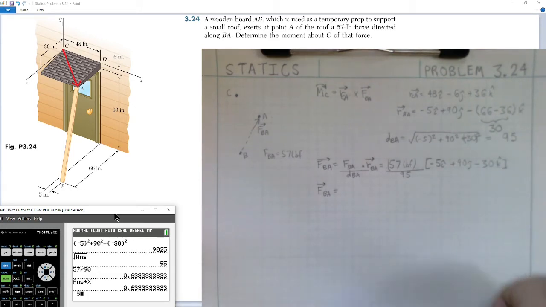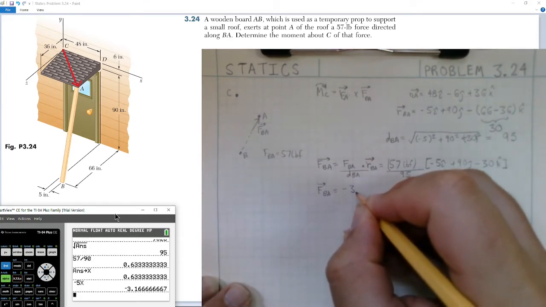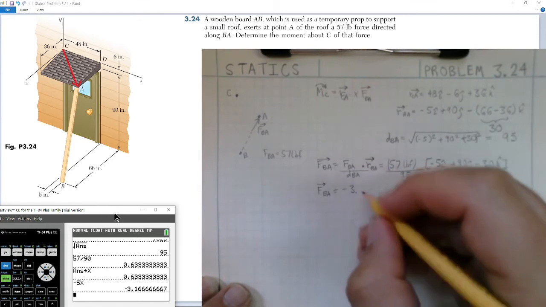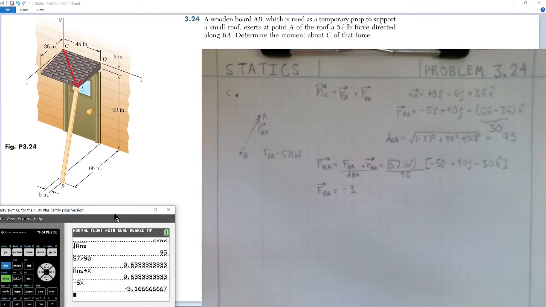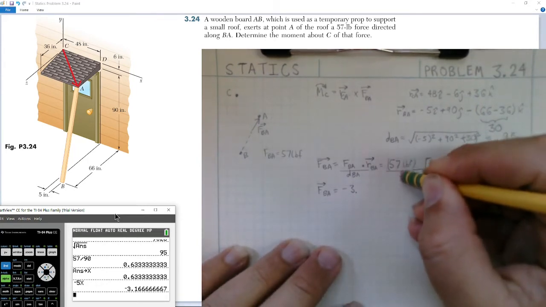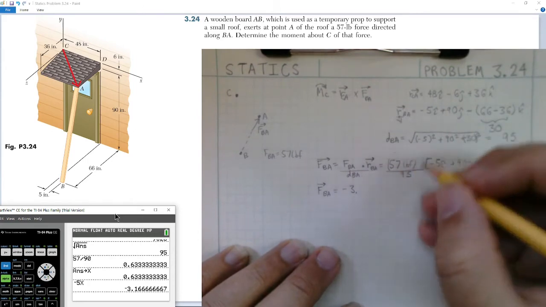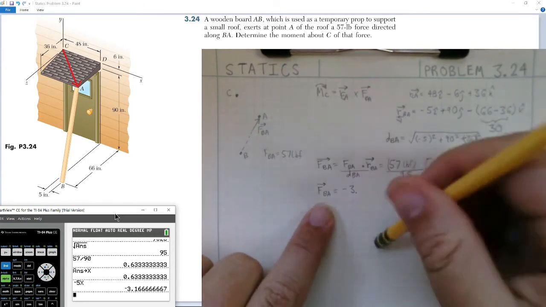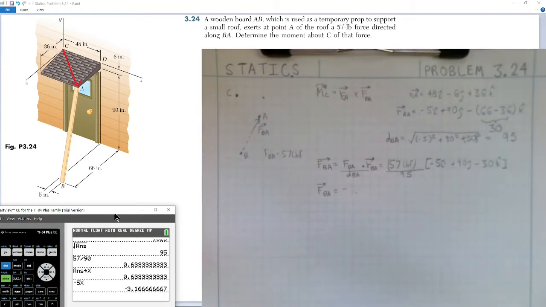So we have -5 times x gives us -3.11. Oh, you know what? I apologize. It's not divided by 90. It's actually divided by 95, not 90. So I wrote it correctly. So a little mistake here. So always remember to double check your calculations as you go. We have 57 divided by 95.